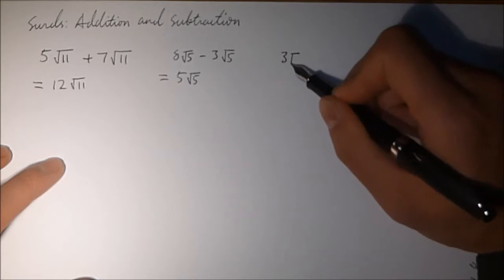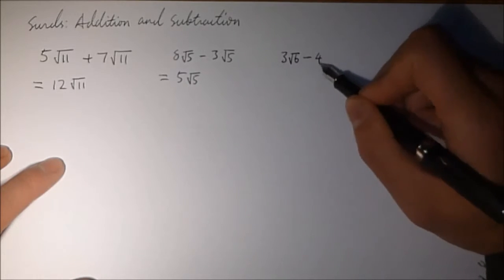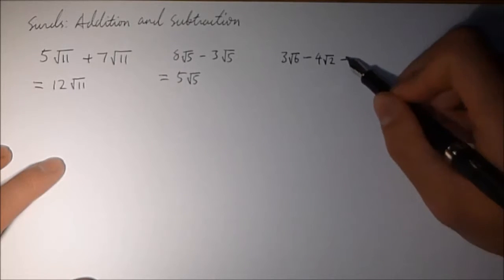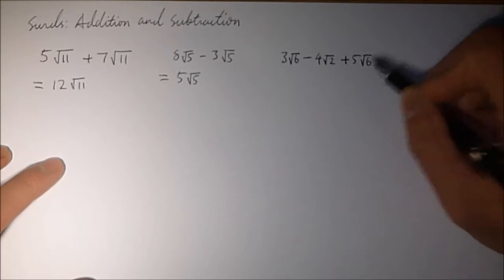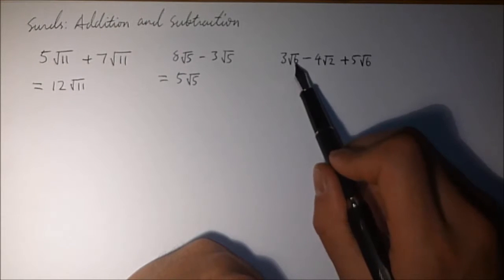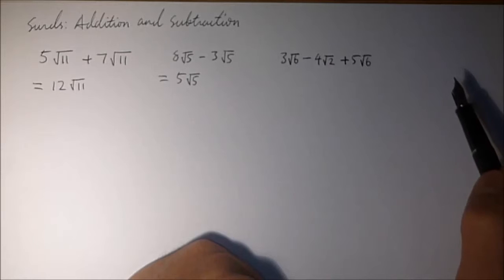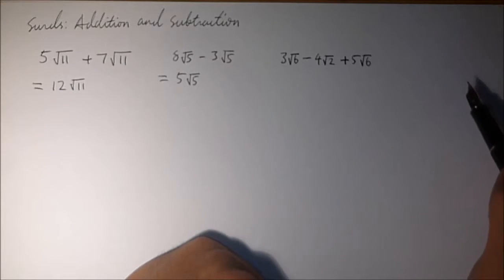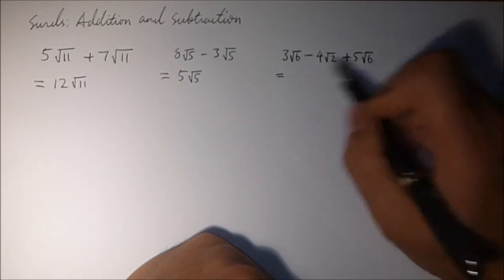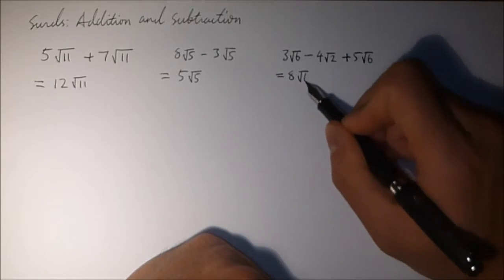So minus 4 times square root of 2 plus 5 square root of 6. As you can see, 3 square root of 6 and 5 square root of 6 are like surds. You can do something to them. You can add them. So 3 plus 5, 8.